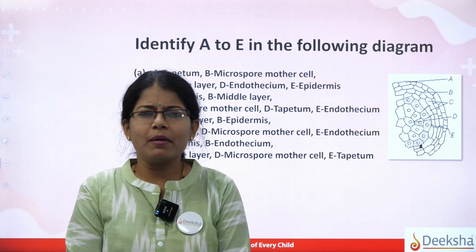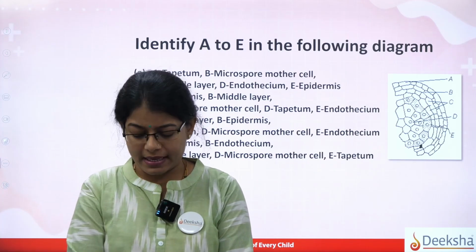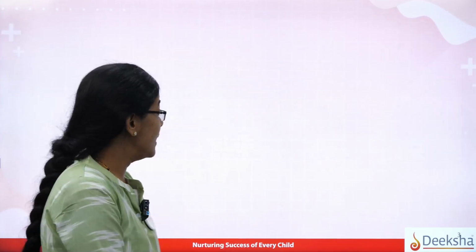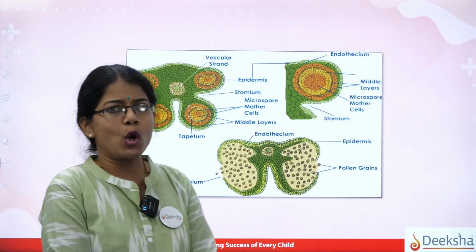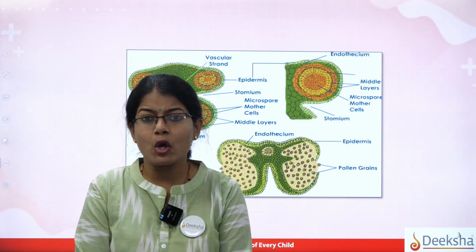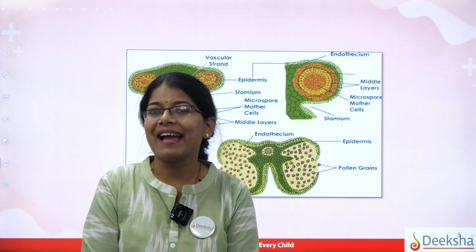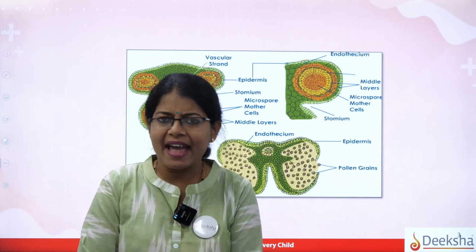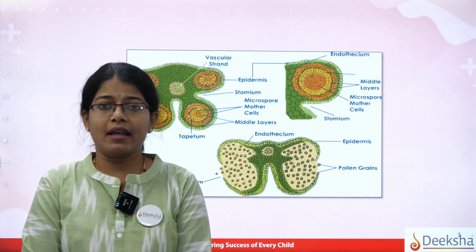I hope you remember a little bit of the diagram of this, that is the stamen. Let us now come to this concept. What is this diagram basically? Yes, it is a TS of the mature anther. And let us now see what it actually represents.